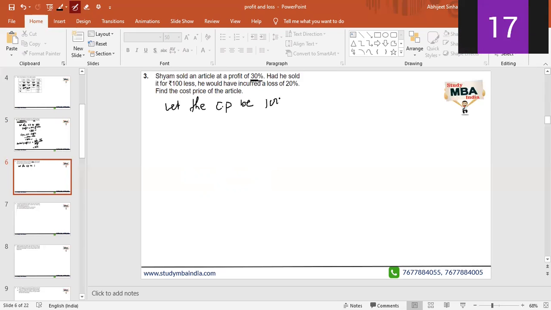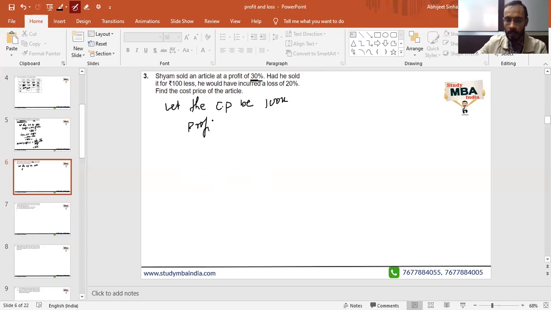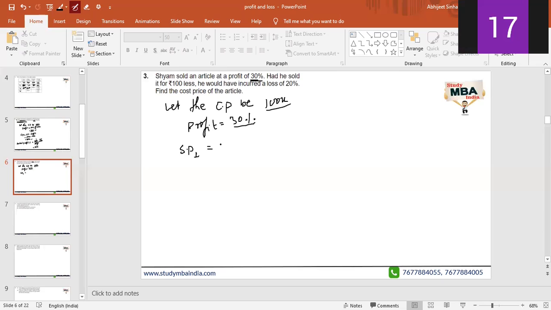And that is 100x. So if we know cost price is 100x and there is a profit of 30%, right? Profit is 30%. What will be the selling price? Let us say this is selling price 1. If the cost price is 100x, profit is 30%, what will be the selling price? 130x. Yes, 130x. Very good.